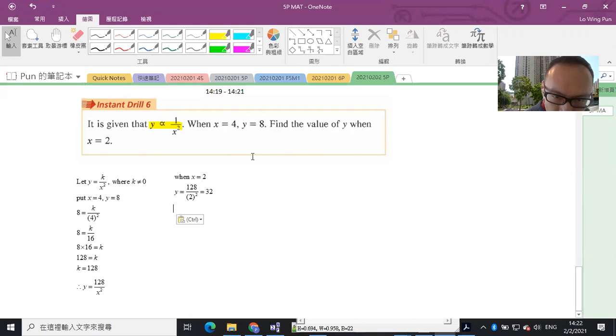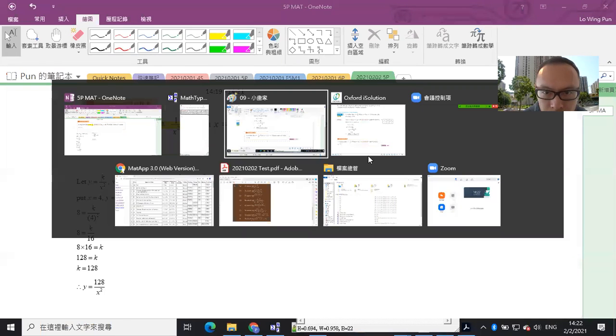And then the question asks you to find the value of y when x is equal to 2. You just put x equals 2 into your equation and calculate the value of y, which is equal to 32, and that's the answer of this instant drill. Is that okay? Okay, next one.